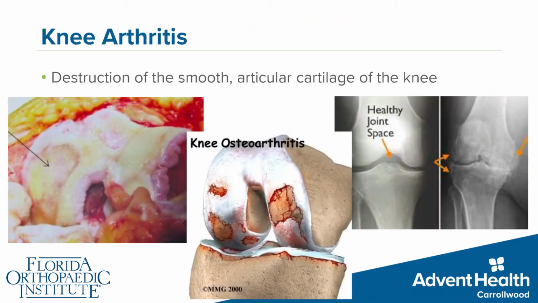Now we'll touch on knee arthritis. Here you can see on the left that smooth, glistening cartilage has been eroded away, and you can see exposed bone. And there's a cartoon in the center showing exposed bone on the inside and outside of the joint. And on the right, you can see x-rays demonstrating bone-on-bone articular disease on the very right radiograph.